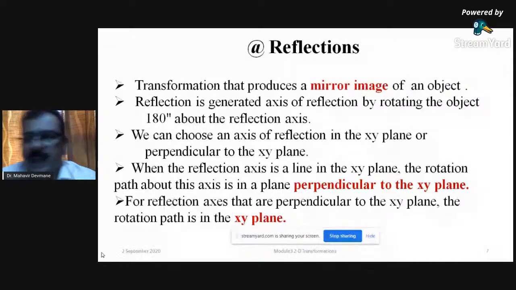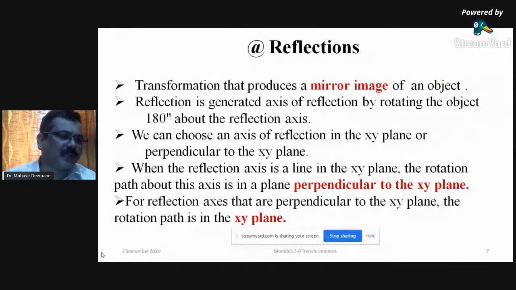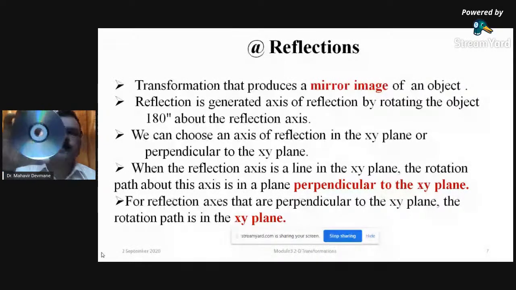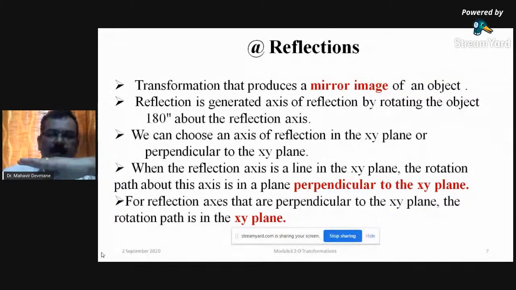So if I have taken a pen or a pencil, then I will get the mirror image of that particular object. For example, if I have taken this particular CD and I want to get its mirror image with reference to this horizontal plane, its mirror image will be exactly at the same distance here, correct?